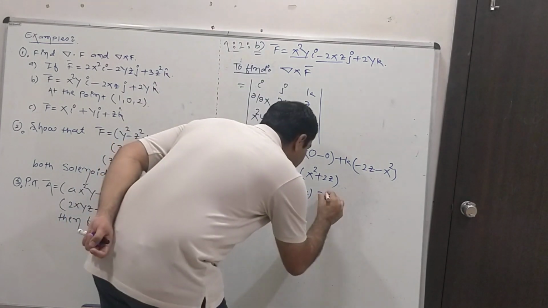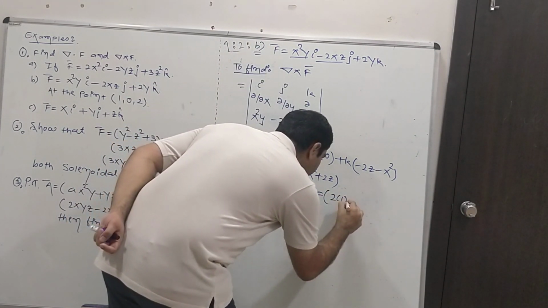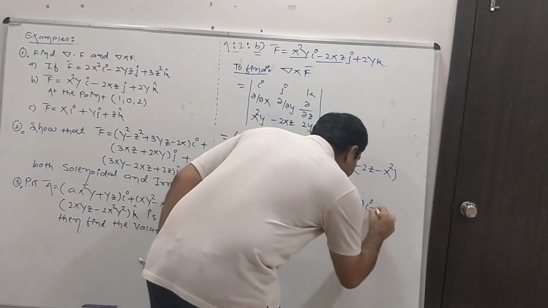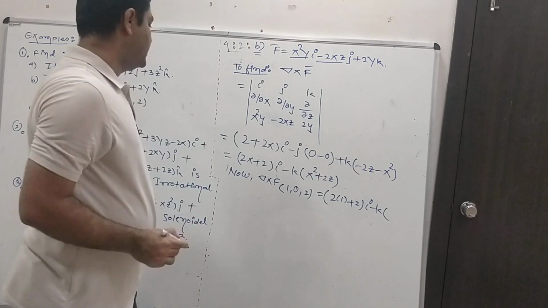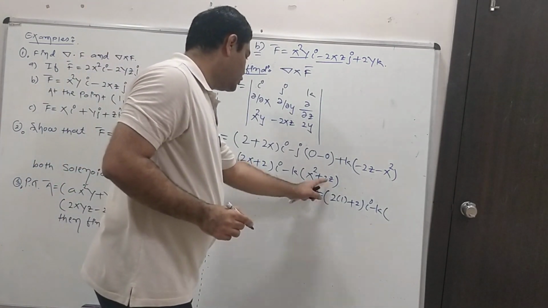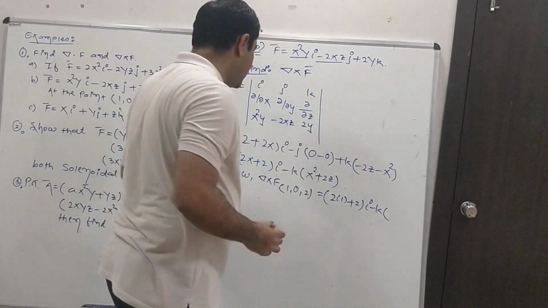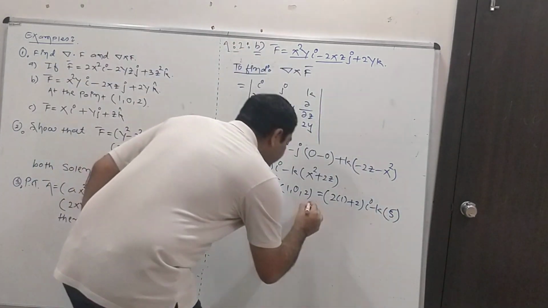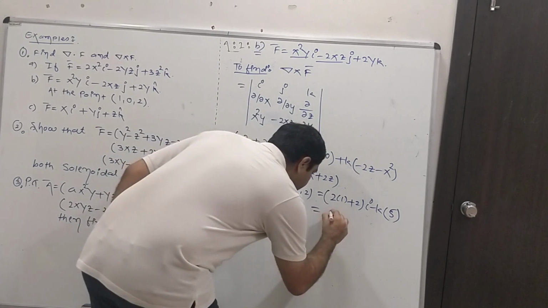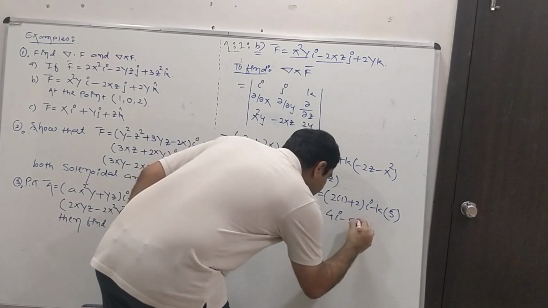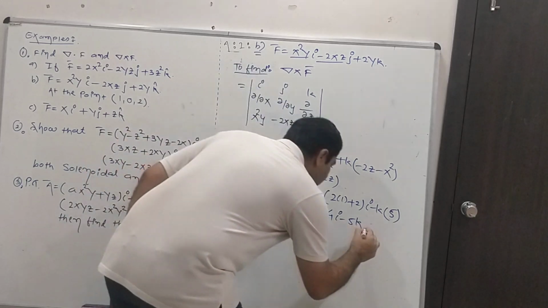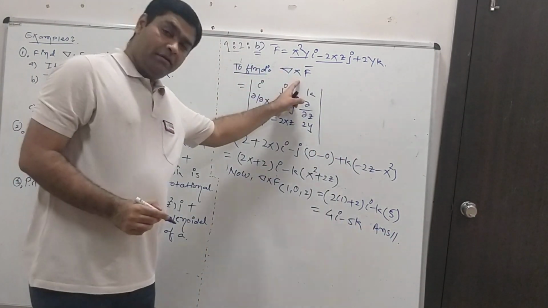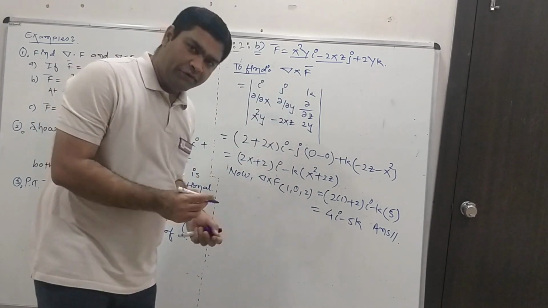So it is (2 into 1 plus 2) i minus k in the bracket. X is 1, z is 2. So 1, 2 2s are 4. 4 plus 1 is 5. So here we'll write 5. So final answer would be 4i minus 5k. So this we have found the curl of the given function, students.